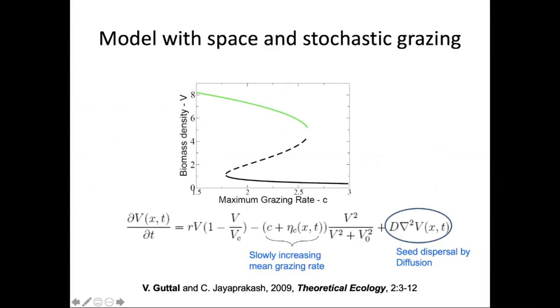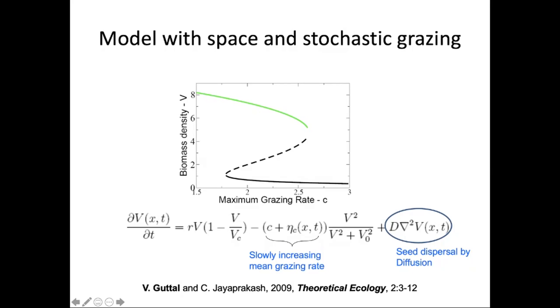Let's go back to the same model I showed you. This model had a simple logistic growth term followed by a nonlinear grazing term. I'm going to assume the same term as a local reaction term, meaning in space, locally, exactly the same processes are happening. There's a local carrying capacity and a local grazing rate.